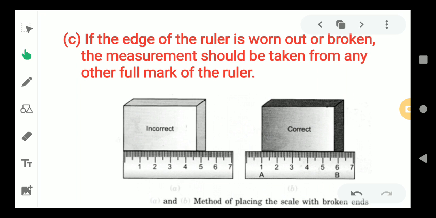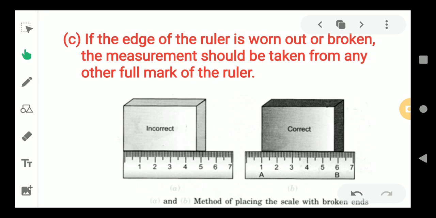The third thing is, if the edge of the ruler is worn out or broken, the measurement should be taken from any other full mark of the ruler. Sometimes your ruler may be worn out or broken, so that the zero end may not be perfectly okay. In such cases, we should take measurement from the other full mark of the ruler.